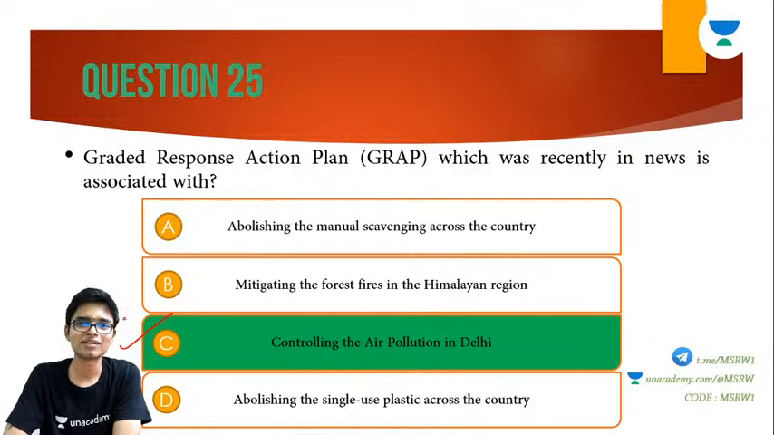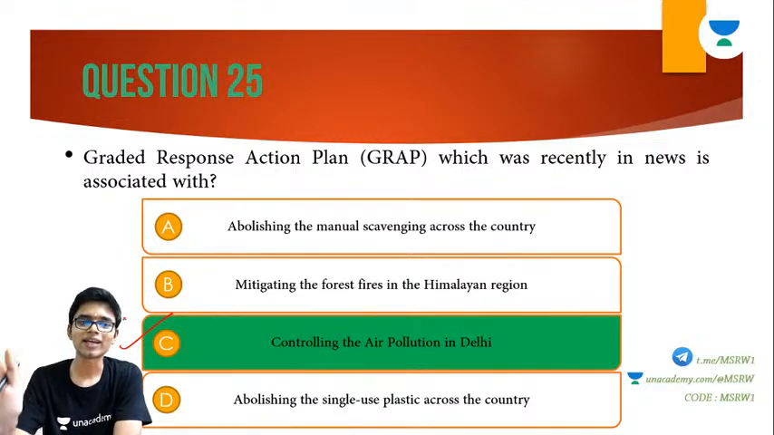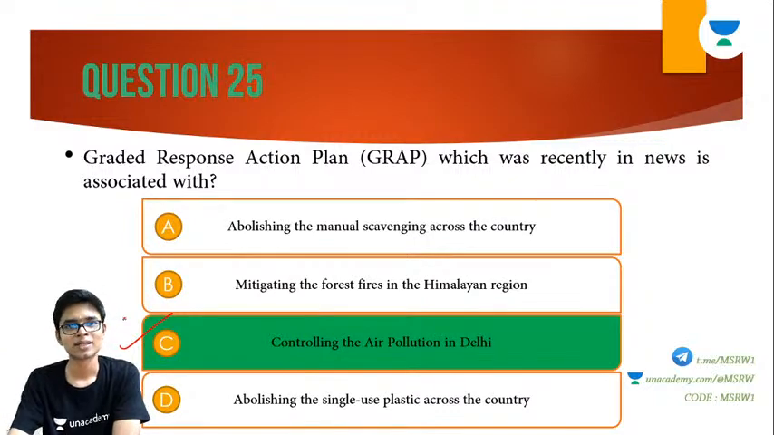Delhi has been completely surrounded by air pollution from stubble burning in Haryana and the pollution from Delhi's own traffic, etc. Plenty of Supreme Court orders were exclusively relating to the same. NGT orders are also there. The Delhi government implemented the odd-even policy to find a solution to this issue. But anyway, the Graded Response Action Plan is actually implemented by the government of Delhi to control air pollution in Delhi. Answer is option C. Okay, so that is it.